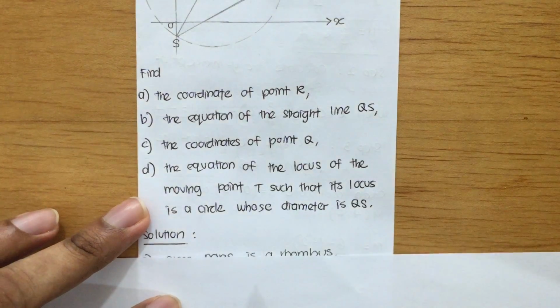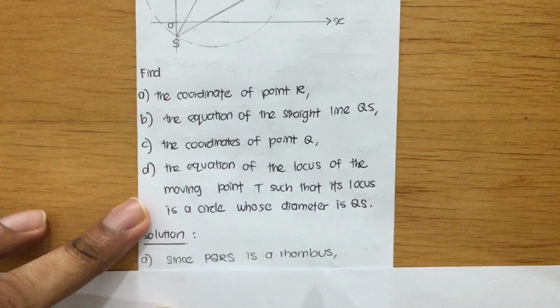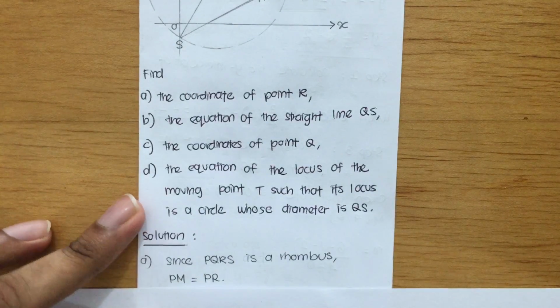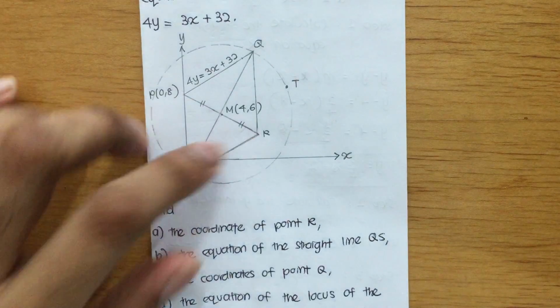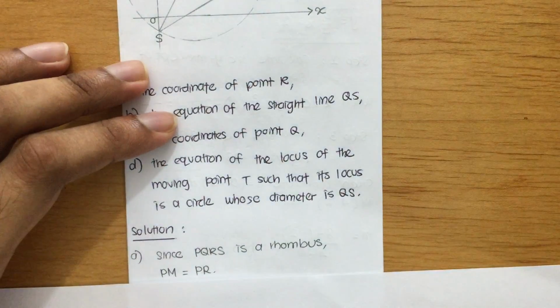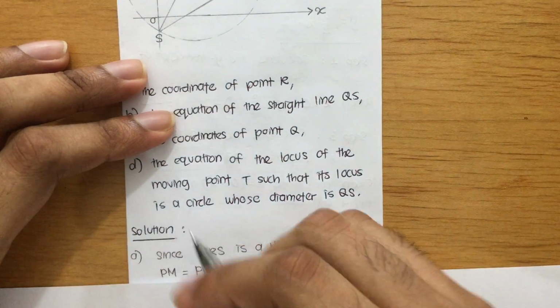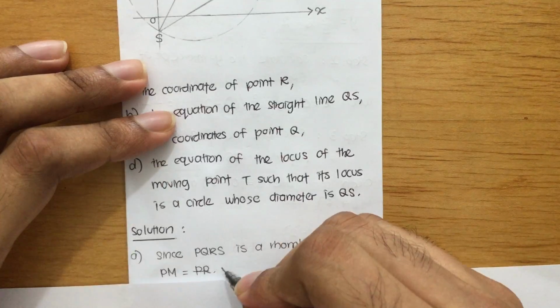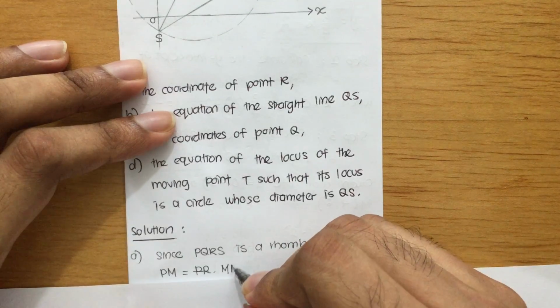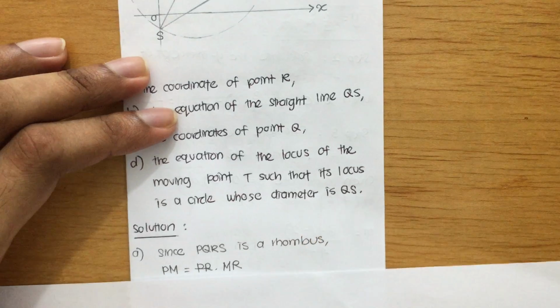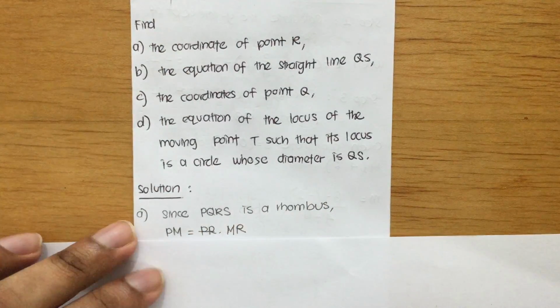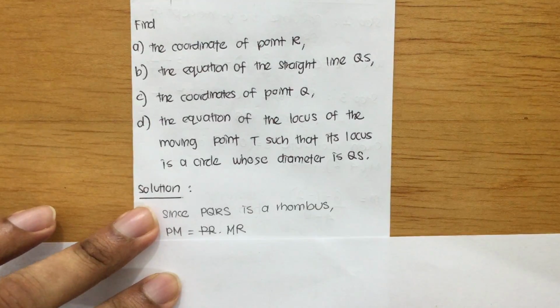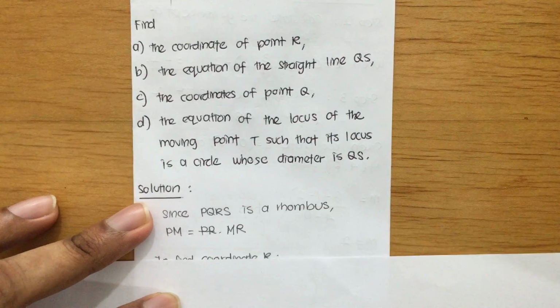Okay, solution. Since PQRS is a rhombus, PM, like I mentioned to you, is equal to PR. I mean MR, guys, there is a typo over here. So MR is not PR. So PM is equal to MR. Since PQRS is a rhombus, PM is equal to MR. Okay, proceed to the next working.